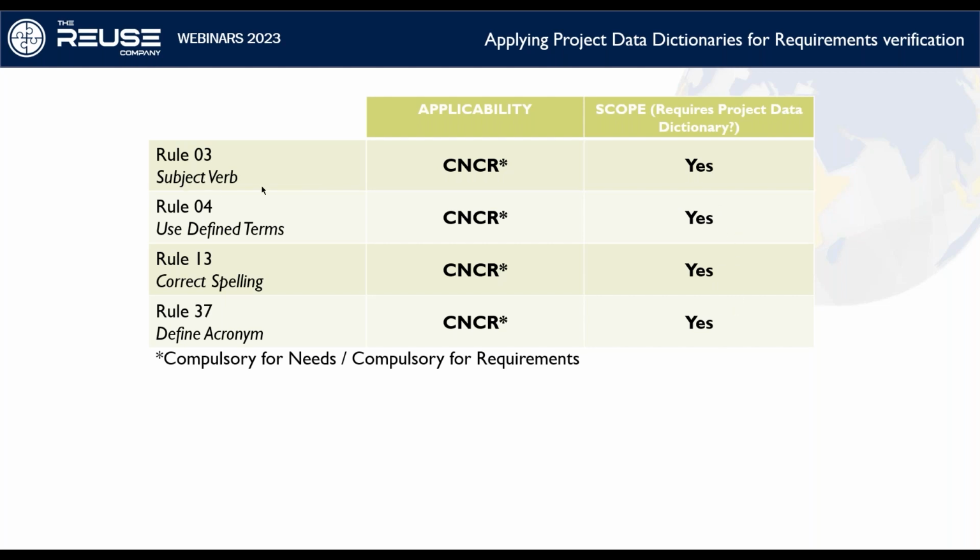So subject verb requires to define what is a subject and what verbs we allow. Defined terms, that's the glossary. So we need the input in the glossary and the definition. Is the spelling correct? So is the word coming from the language, or is it a new word that we need to declare in the vocabulary? And the same for the acronyms. So in this example, I have a word which for a standard database wouldn't be a defined entity. So we need to define that.